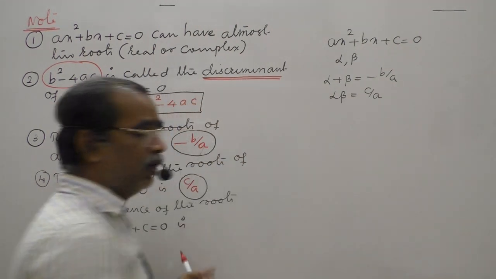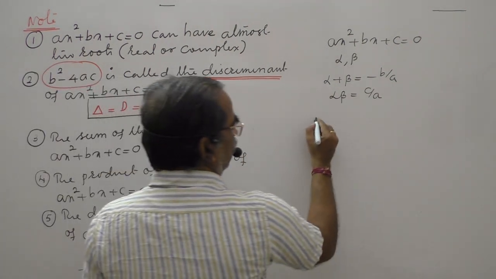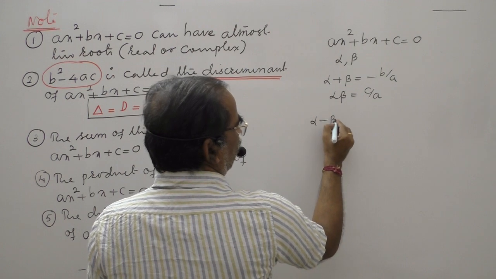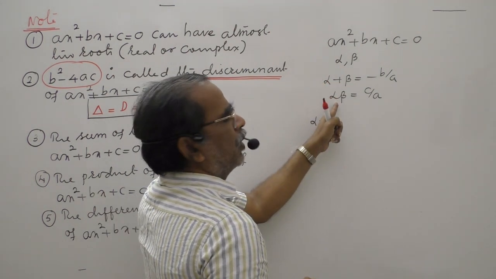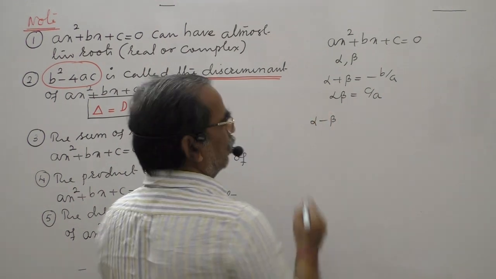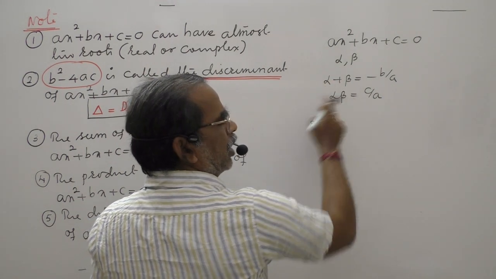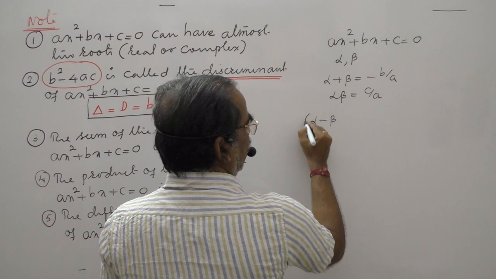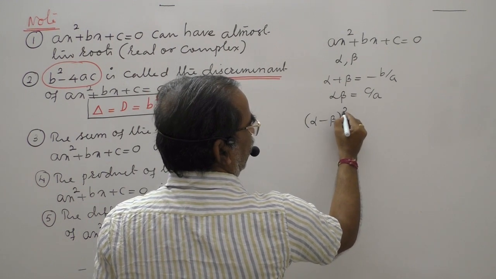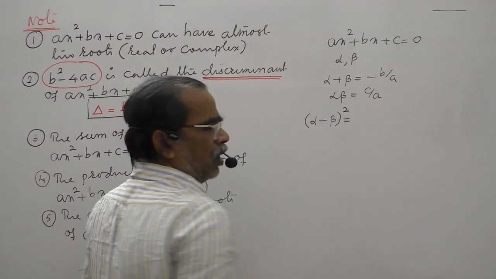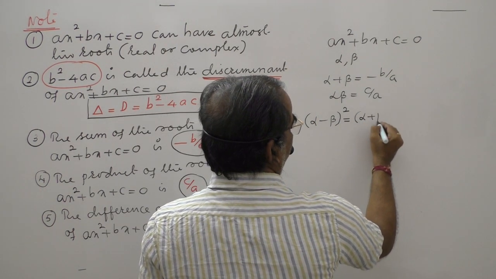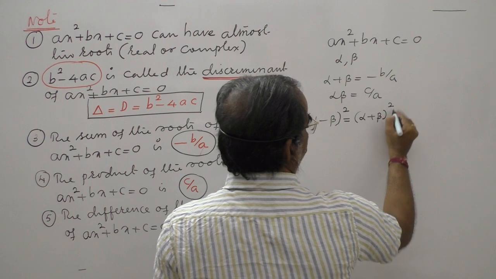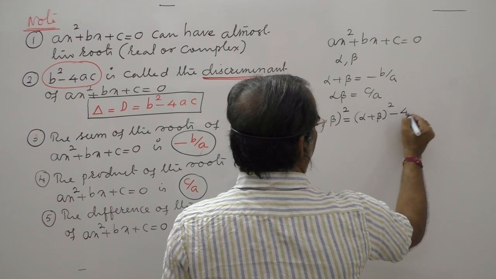Now we need the difference of the roots. What is the difference of the roots? Alpha minus beta. We know alpha plus beta and alpha beta. A plus B is there, AB is there. You can find A minus B. For that I will consider this. Alpha minus beta, that is A minus B whole square, is A plus B whole square minus 4AB.